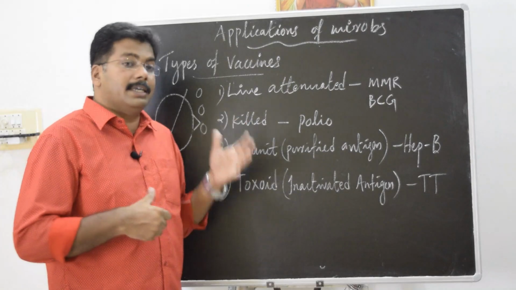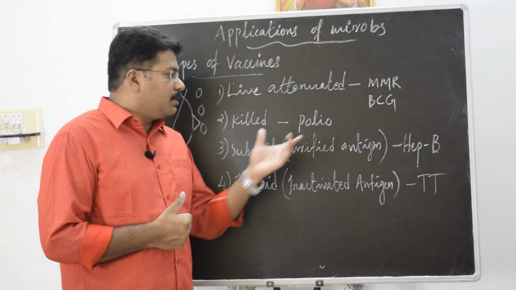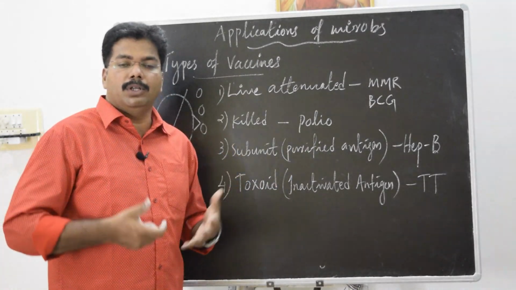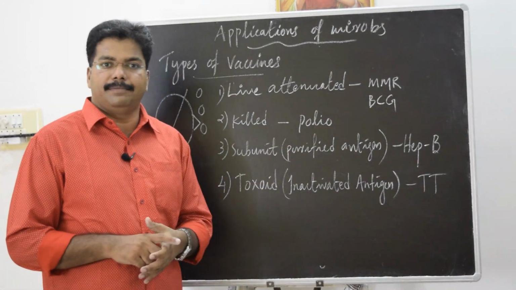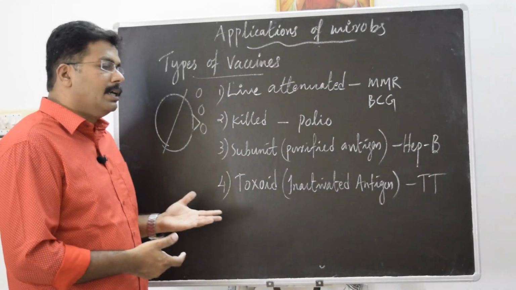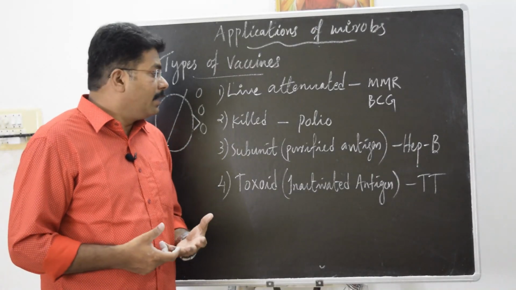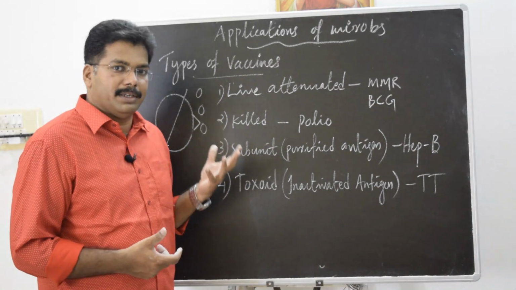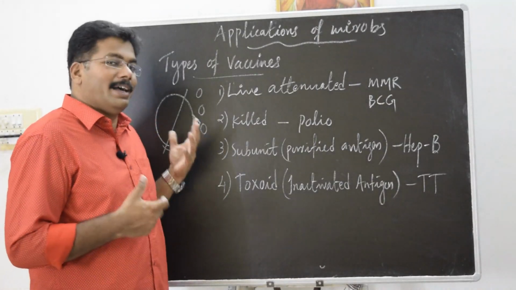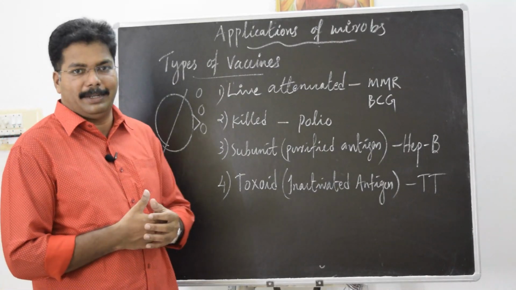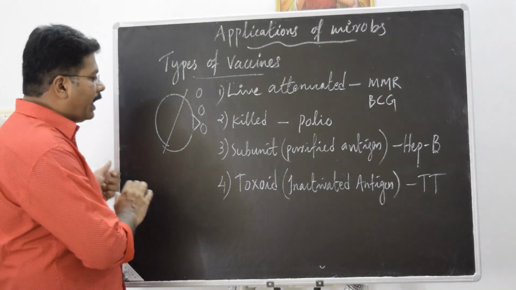So the next one is the killed one. Example is polio virus. We take a vaccine orally, the polio vaccine, that is a killed polio virus itself. They are not altering anything. We will kill it and take it inside, so that our body will develop an immune response against this polio virus. So even if the actual virus comes, we are ready with the weapons, antibodies, to kill it instantly.